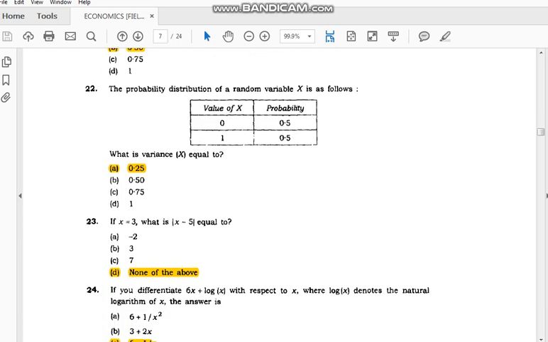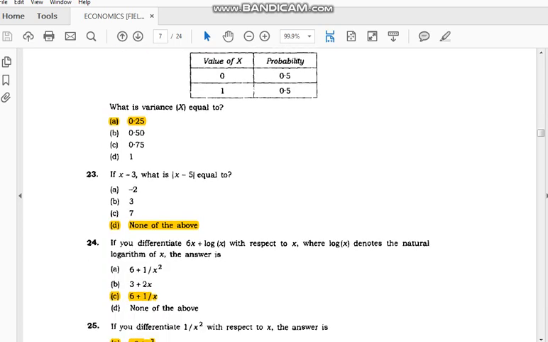And if x is equal to 3, then what is modulus of x minus 5 equal to? It is a class 6 or 7 question; you might have read it in class 6 or 7. So for x minus 5, just put the values in place of x. So 3 minus 5 is equal to minus 2, and as there is a modulus, we have to cancel the sign, so the answer would be 2. But 2 is not among the options here, so the answer would be none of the above.